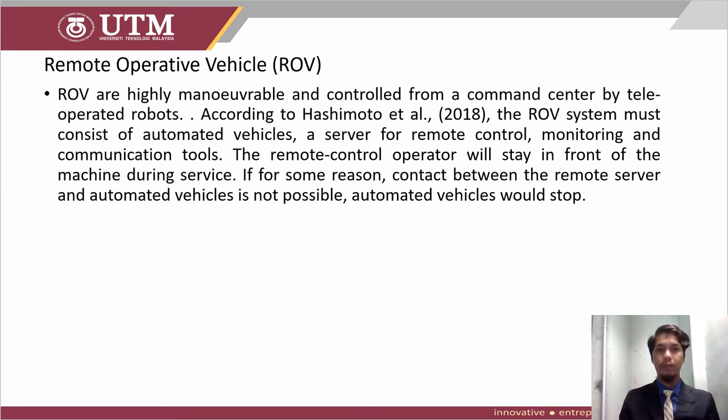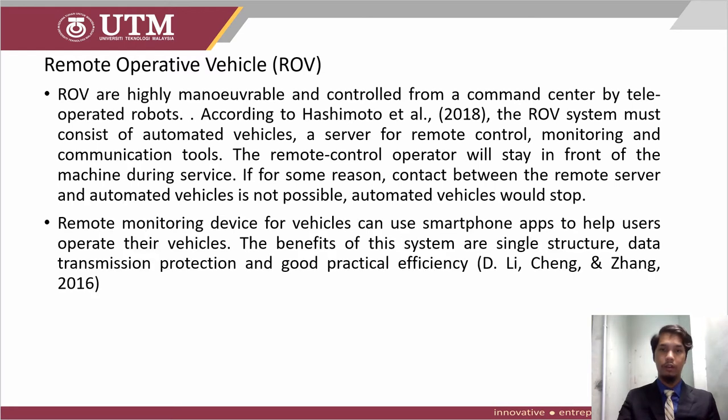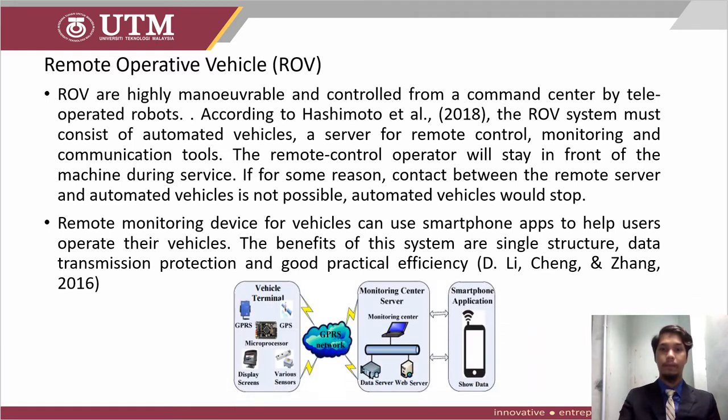If for some reason contact between the remote server and the automatic vehicle is not possible, the automatic vehicle will stop. A remote monitoring device for the vehicle can use smartphone apps to help users operate their vehicle. The remote monitoring system for the vehicle consists of four parts: a terminal for the vehicle, a server control valve, a mobile application and a communication network, GPRS.